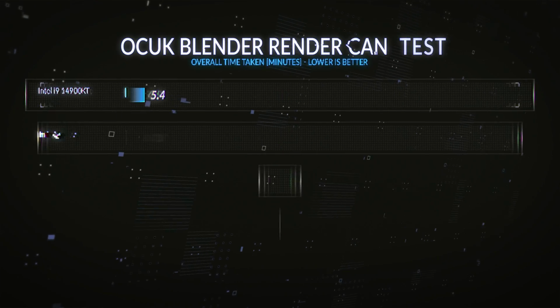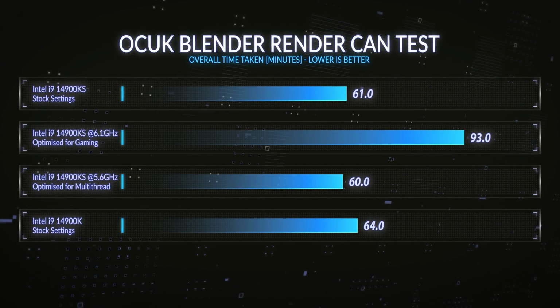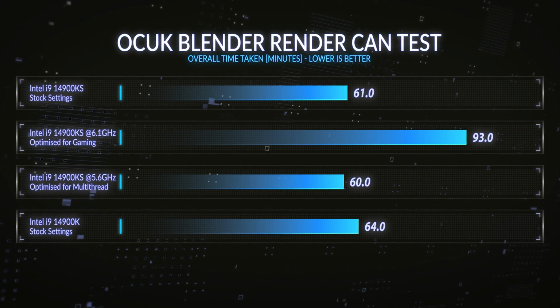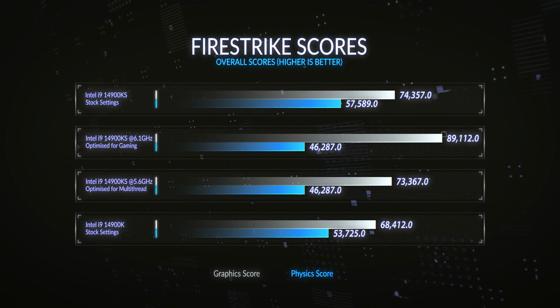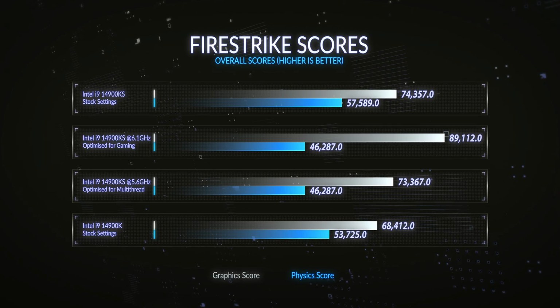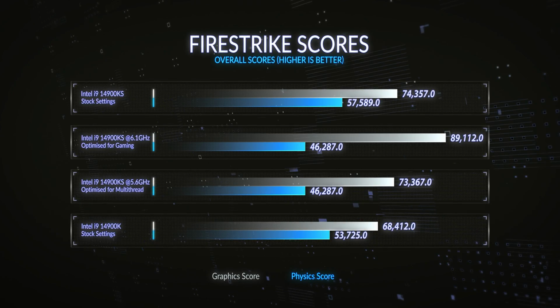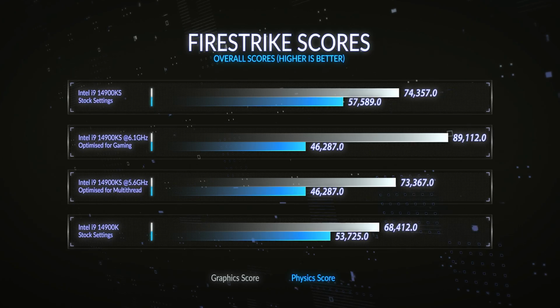So what was the performance of the multi-core profile against your stock settings? Well, the Blender render test had a 1% improvement. The 3DMark graphics test, again, that's more of where the gaming profile would work better, had a 1.3% reduction. Firestrike physics, however, had a 1.6% improvement, that being a multi-core test.